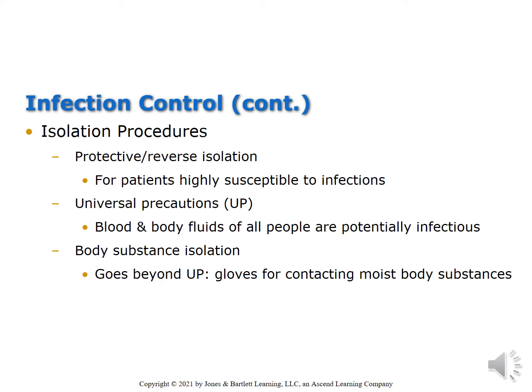So as far as isolation procedures, it's important to wear protective gear, and to use reverse isolation for patients who are highly susceptible to infection. Could be someone who's receiving chemotherapy, could be somebody who's on a burn unit, could be somebody who has just recovered from an organ transplant. Using all the universal precautions that we have just spoken of, protecting against blood and body fluids, all people are potentially infectious. Gown up. Body substance isolation goes beyond universal precautions. Gloves for contacting moist body substances.